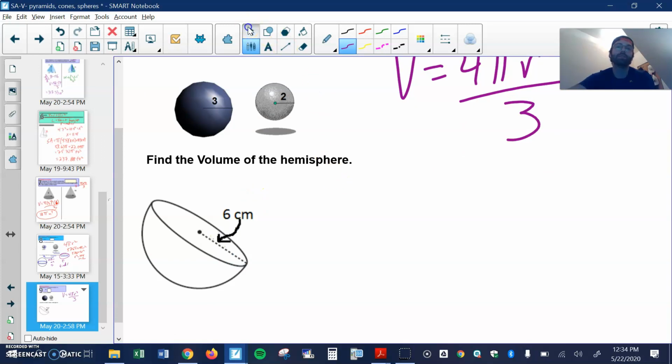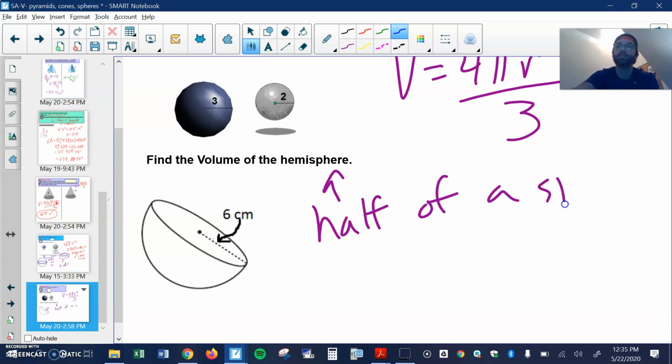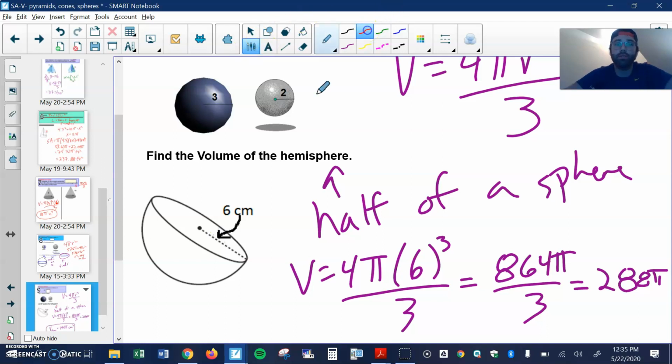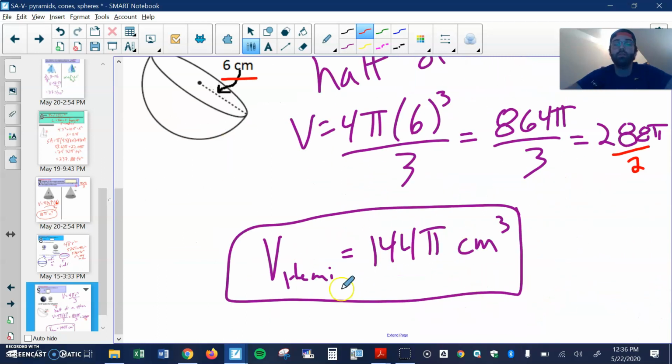Find the volume of a hemisphere. Remember, a hemisphere is half of a sphere. So why don't you pause the video and find the volume of this hemisphere. All right, so I showed my work for finding the volume of a sphere with a radius of 6. I plugged in 6 cubed. I think it was 216 times 4 gives you 864. Divide that by 3, I get 288. But I want the hemisphere, not the whole sphere. So all you need to do is divide that by 2 and get 144 pi centimeters cubed.